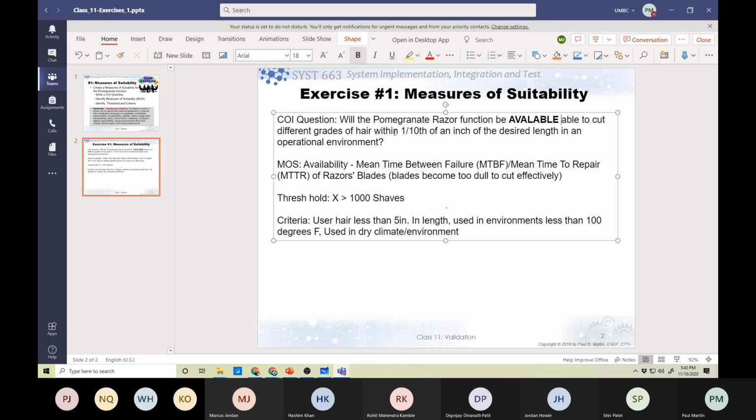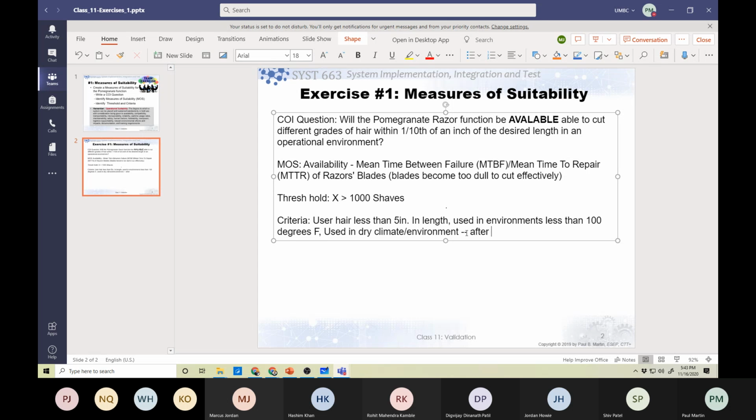Now our threshold was that we wanted it to last for more than 1,000 shaves, which, if you shave once a day with your phone, if that's what you wanted to do, would get you around 3 years. And then the criteria is the user's hair can't be longer than 5 inches. It's not for a full haircut. It's just for a quick shave.